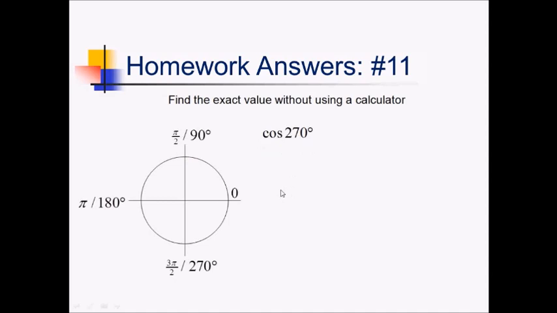For this problem, we're asking about the cosine at 270 degrees. That's down here at the bottom of the unit circle. And since we're doing x values for cosine, that's going to be an x value right there of 0 since we're on the y-axis.